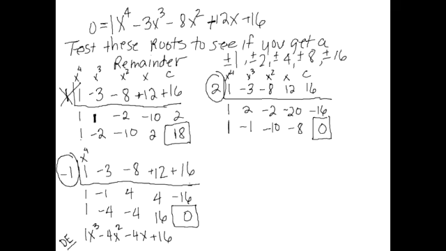My depressed equation in this situation would look like this. 1x to the third minus 1x squared minus 10x minus 8. That is my depressed equation.